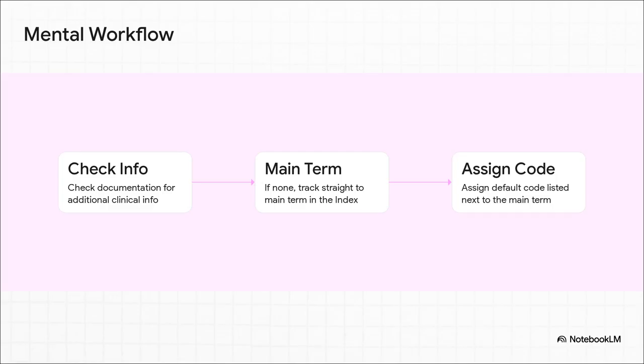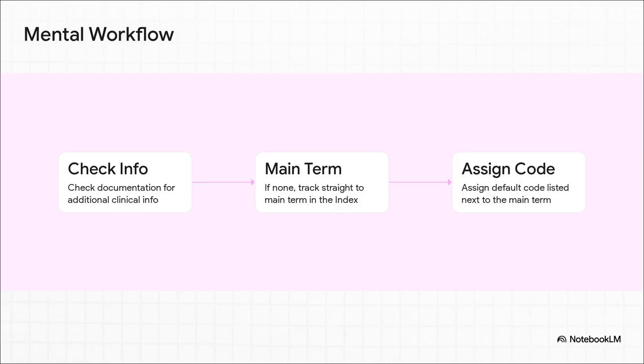So let's walk through the exact three-step mental workflow that every elite coder uses here. Step 1, you rigorously check the medical documentation for any additional clinical info. You are scouring that chart for words like acute, chronic, left, right, primary, secondary. Step 2, if literally none of that detail exists, you track straight to the main term in the alphabetic index. You completely ignore all those highly specific indented subterms because, well, your doctor didn't give you the data to use them. And step 3, you just assign the default code sitting right next to that main term.